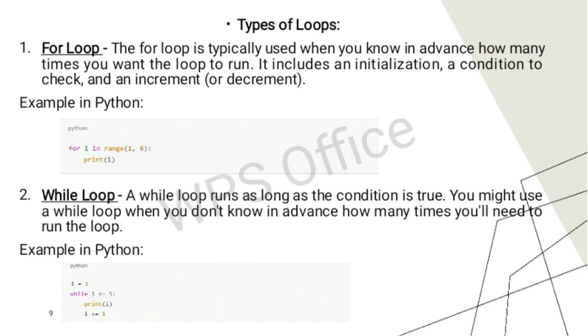The second one is a while loop. A while loop runs as long as the condition is true. You might use a while loop when you don't know in advance how many times you'll need to run the loop. It only runs if the condition is true, but if not, it doesn't run. You can use a while loop if you don't know in advance how many times it will run, so you can use it to get the result.